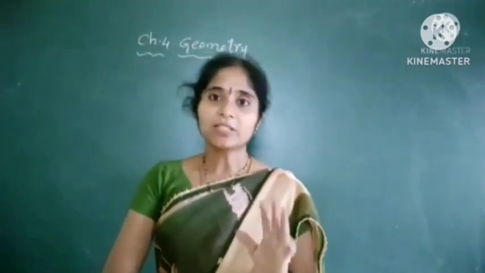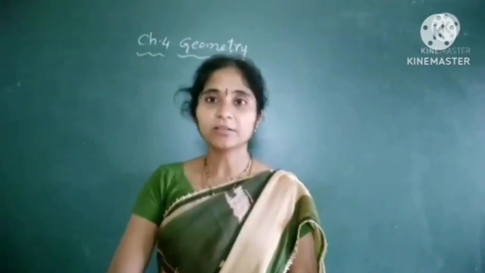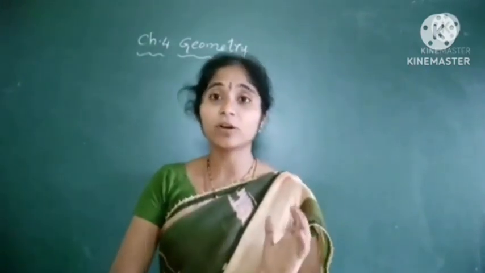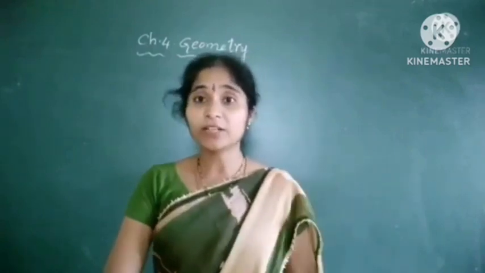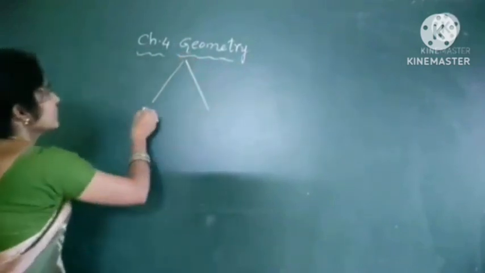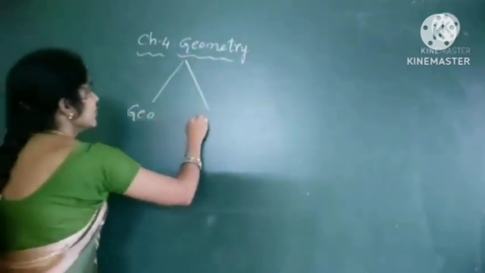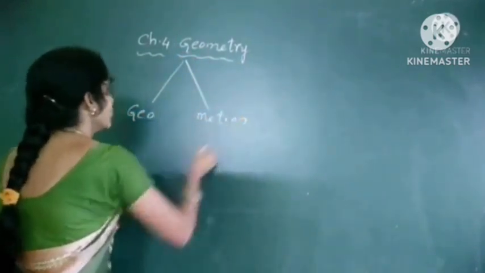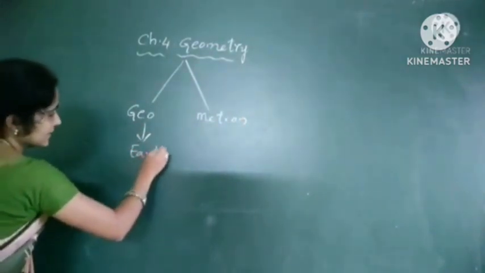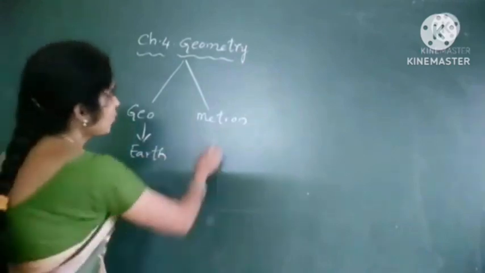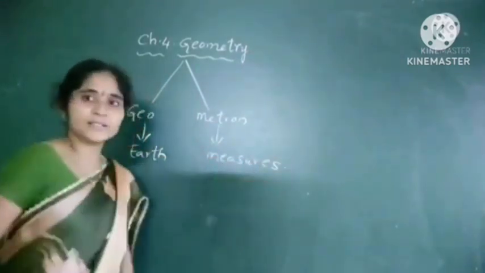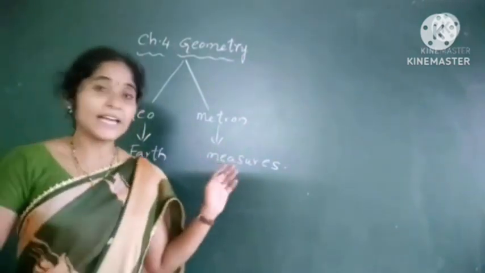Okay children, first of all, what is geometry? Geometry is a Greek word coming from two Greek words, geo and metron. What is the meaning of geo? Geo means earth. Metron means measures. So totally, geometry means earth measures.